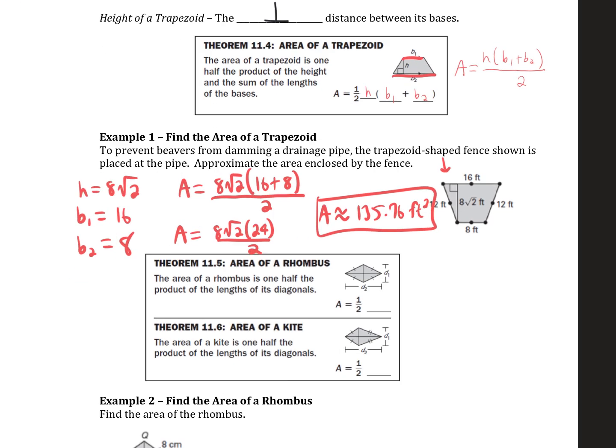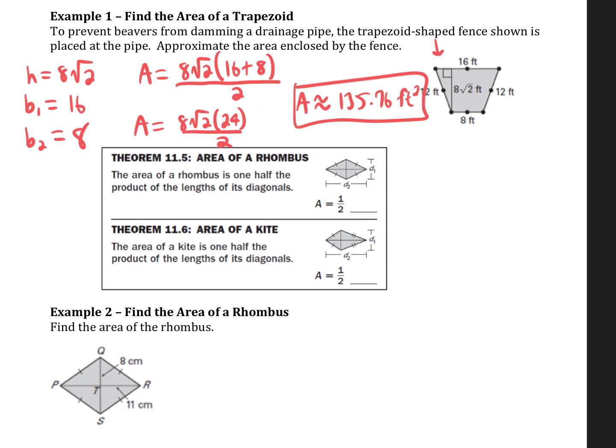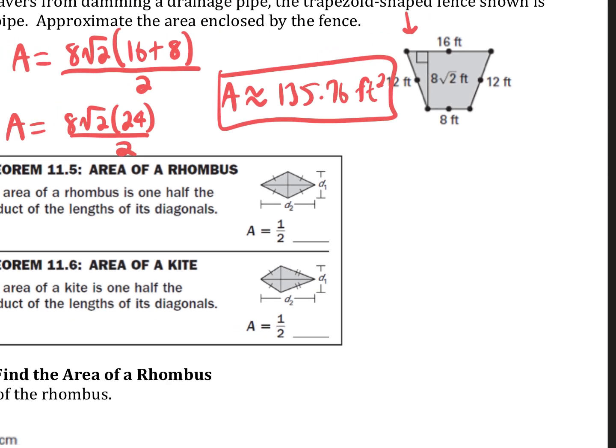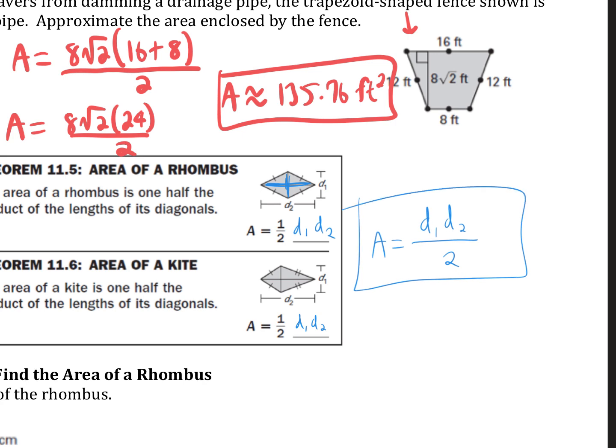A little bit of an easier formula is the area of a rhombus and kite, which are both going to be the same. The area of these shapes is 1/2 of diagonal 1 times diagonal 2. Basically, a diagonal is corner to corner. So it's 1/2 the diagonals multiplied together, or area equals diagonal 1 times diagonal 2 all over 2. I prefer to use this formula. That's just me, though.